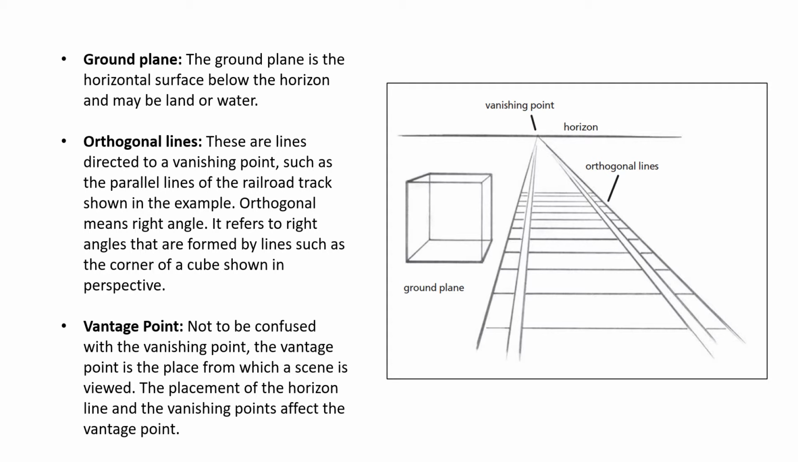Vantage point. Not to be confused with the vanishing point, the vantage point is a place from which a scene is viewed. The placement of the horizon line and the vanishing points affect the vantage point.